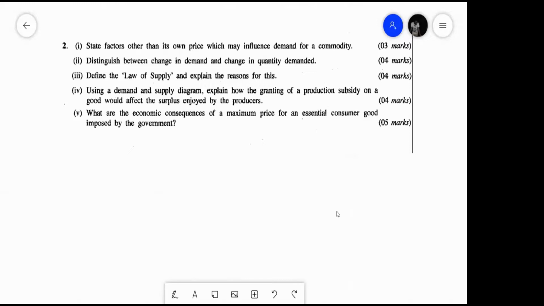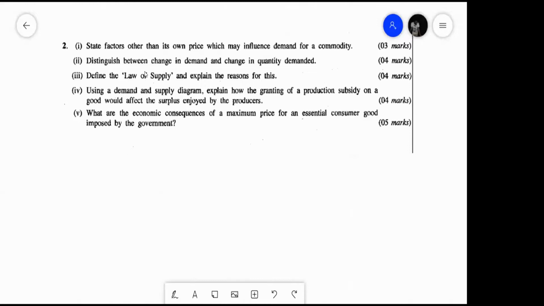State other factors than its own price that might influence demand of a commodity. So what are the other factors? You can say price of substitutes, price of complements, consumer income, consumer taste, right? All of those things. So future price expectations, all of that. So write 3 of that.